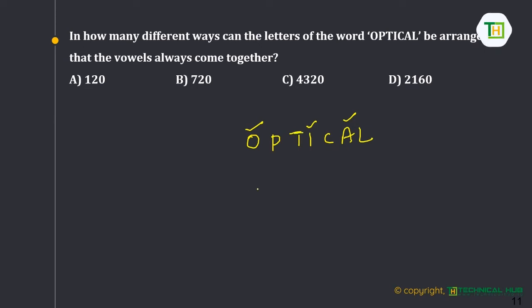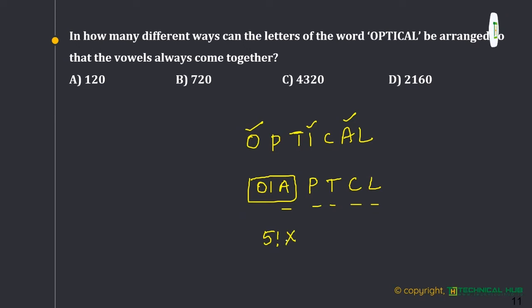So the process is, let's take all the vowels together. Let's put them in a box. I want all these vowels to come together. And the remaining consonants are P, T, C, L. Okay. Now I'll consider this as 1, 2, 3, 4, 5 letters. And I can arrange these 5 letters in 5 places in 5 factorial ways. After arranging it, I have to arrange these three vowels inside the box in 3 factorial ways. Okay, so now it is 5 factorial into 3 factorial, which is nothing but 120 into 6, 720 is the answer. Total 720 ways I can do this.